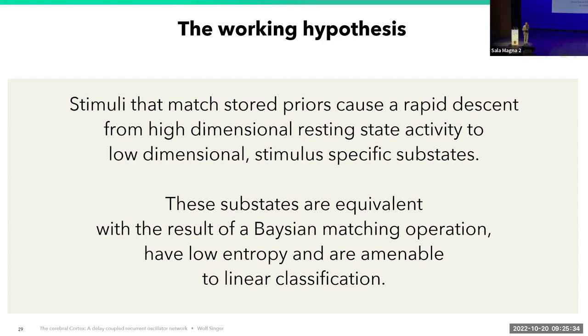So the working hypothesis that we have been pursuing for quite some time was that stimuli or sensory evidence that matches the priors that fit in the weight distributions of this recurrent network cause a very rapid descent from high dimensional resting state activity to low dimensional substates that are stimulus specific. These substates are equivalent with the result of a Bayesian matching operation in which sensory evidence is compared with the resident priors that sit in the network. There is this rapid collapse of very high dimensional ongoing spontaneous activity into a substate that has a lower dimensionality and can be classified quite easily with linear classifiers. Now, this is the idea behind the following slides.